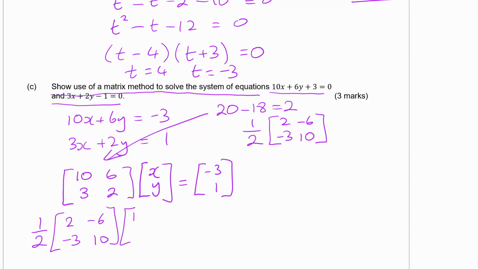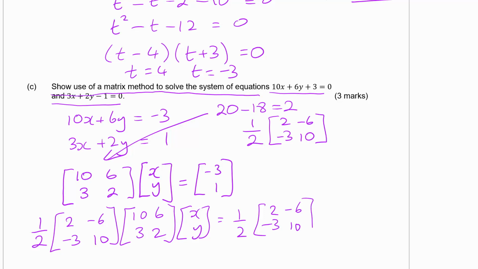Times [10, 6; 3, 2] times [x; y] is equal to a half of [2, -6; -3, 10] times [-3; 1]. On the left-hand side, all of this just becomes the identity matrix, and so the left-hand side just becomes [x; y].